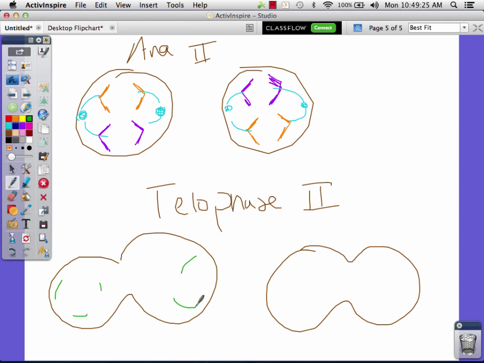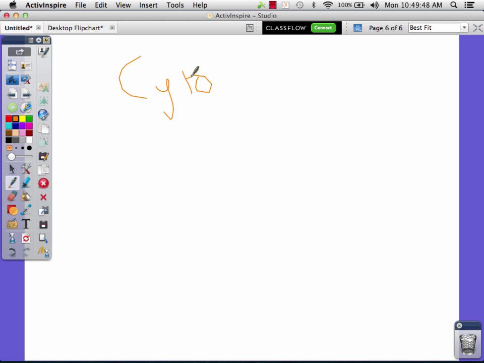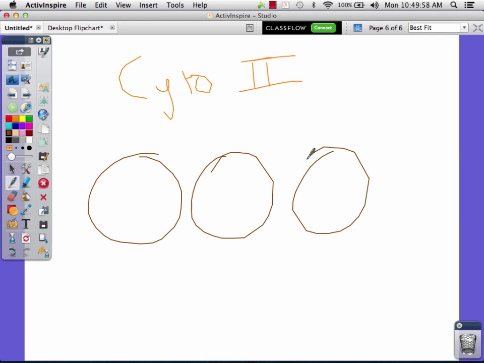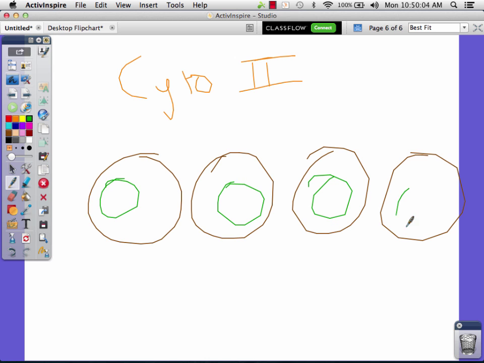Okay, nucleus starts to reform. Except for this time, you can notice there's a little difference in the amount of chromosomes that each one of these cells has. Each cell originally had 4 chromosomes, and now what we have is 4 cells, each with their own nucleus, and each having 2 chromosomes.